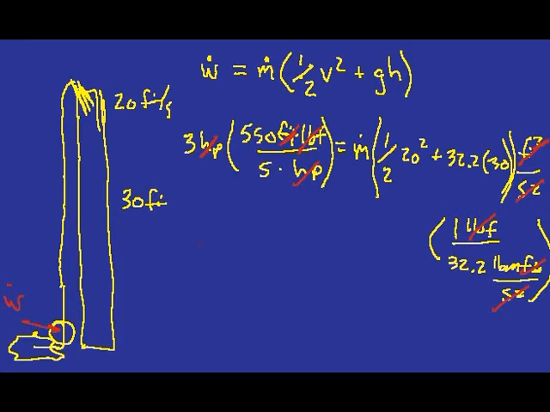So what we wind up with is m dot. When we solve this equation, m dot is equal to 45 pound mass per second. So that should take care of problem 2. That was kind of a difficult problem, probably the most difficult one in this quiz.